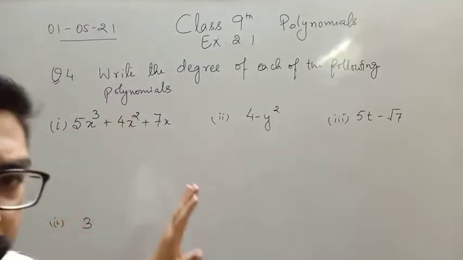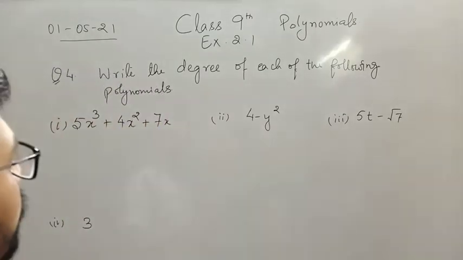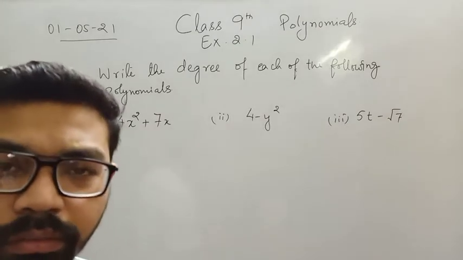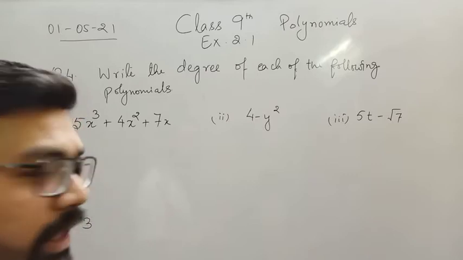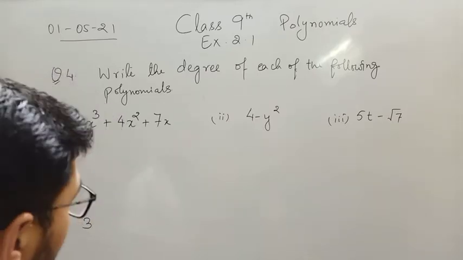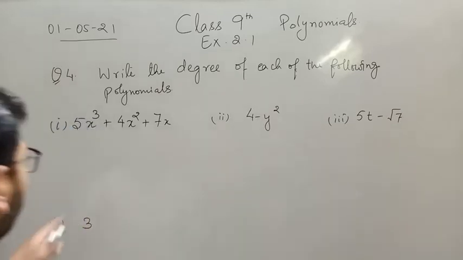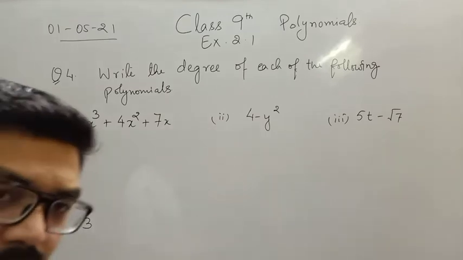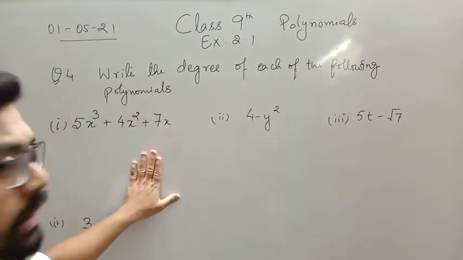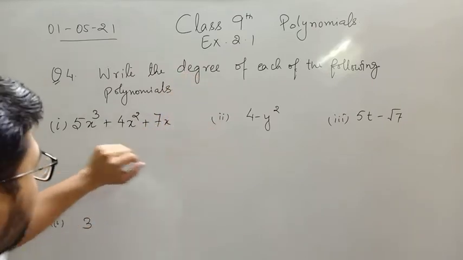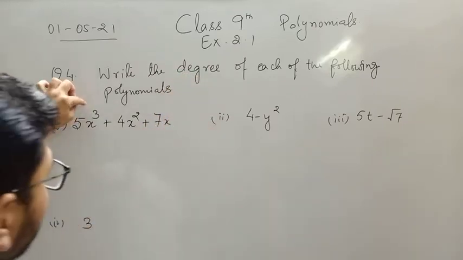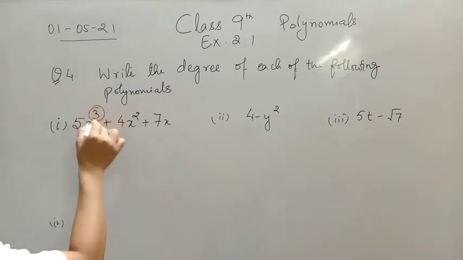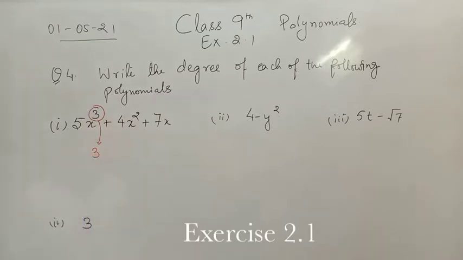Now I'll just start with question number 4. Write the degree of each of the following polynomials. So here you just need to mention the degrees of the polynomial that I have explained to you in the earlier classes. Likewise, I have 5x cube plus 4x square plus 7x. Whenever the question asks for the degree of a polynomial, the degree of a polynomial is the highest degree. So in this case the highest degree is 3. So the degree of this polynomial is 3.